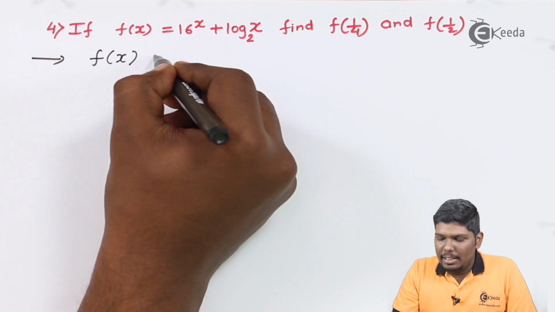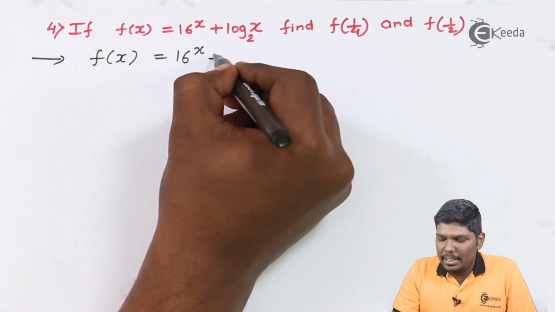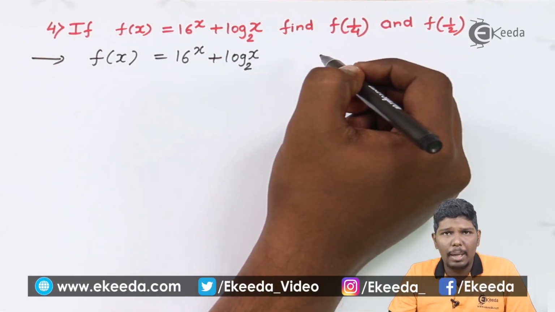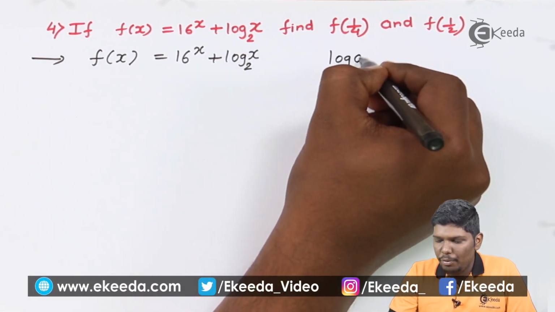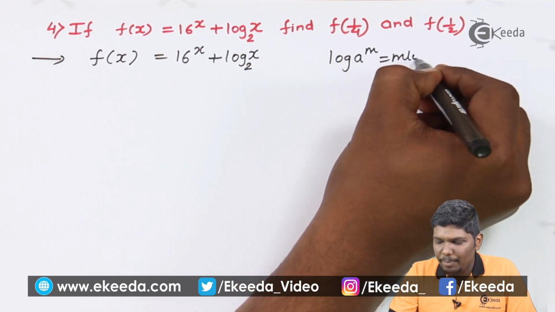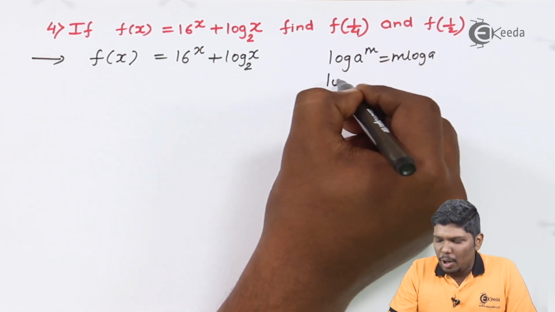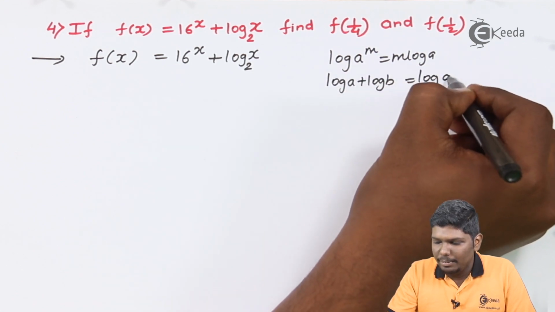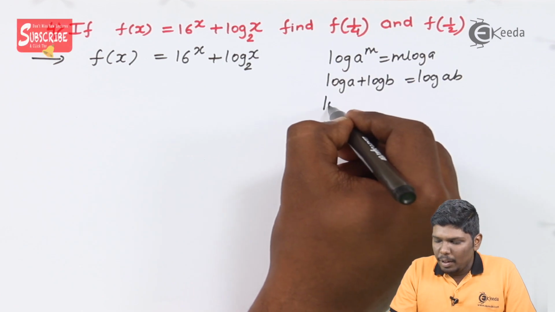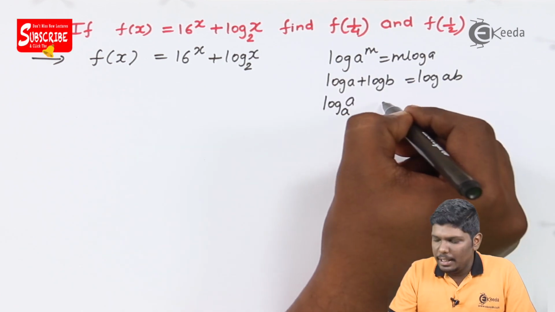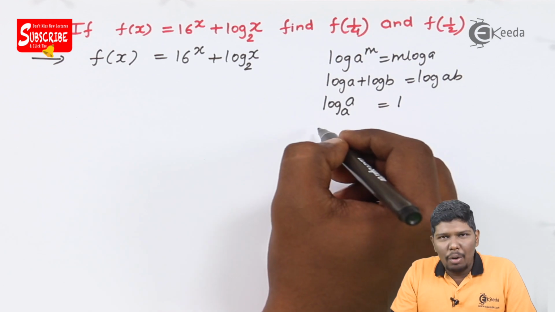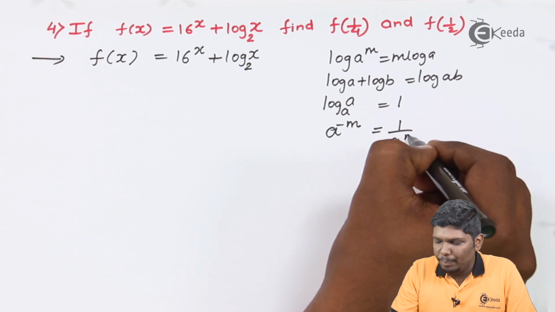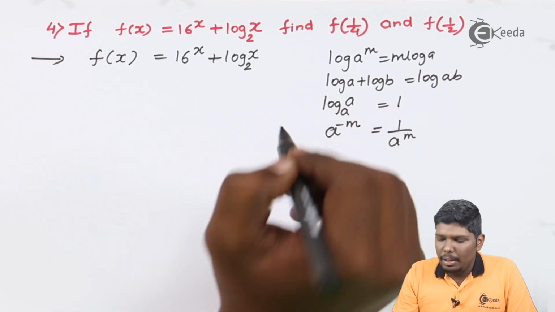So f of x is given as 16 raised to x plus log x to the base 2. Here again we are going to use the same properties: log of a raised to m is m log a. The second one was log a plus log b is equal to log ab. The third one was log of a to the base a is equal to 1, and some law of indices, that is a raised to minus m is 1 upon a raised to m. So let us start with the problem.